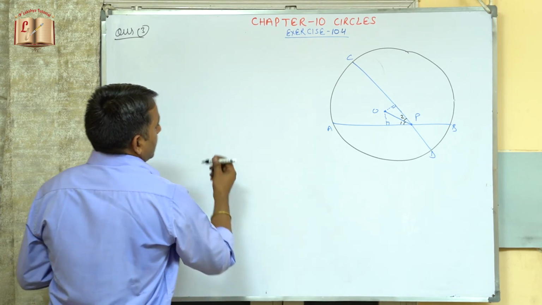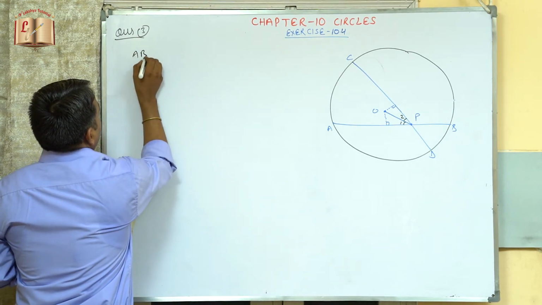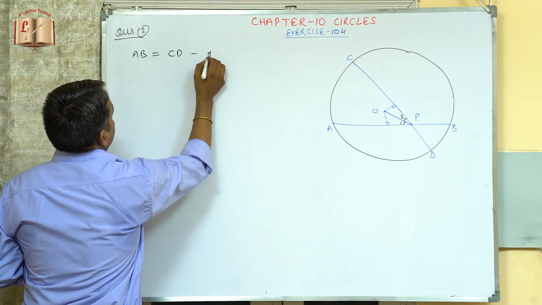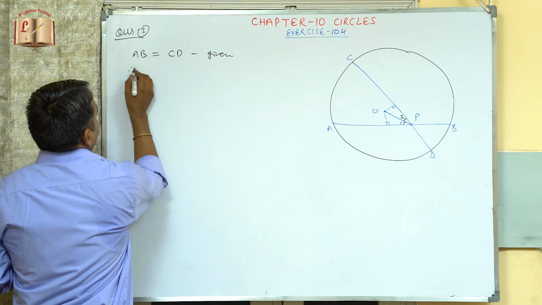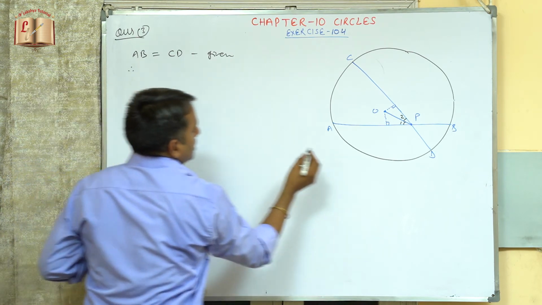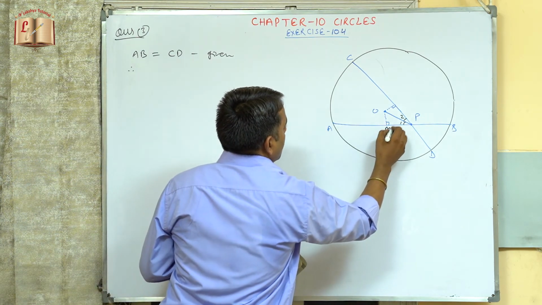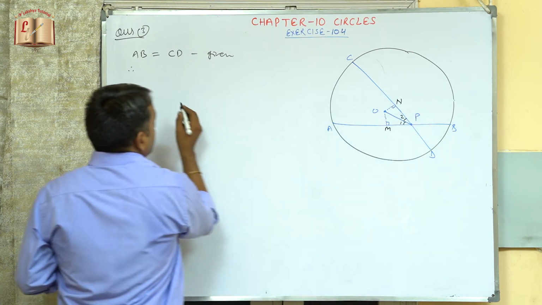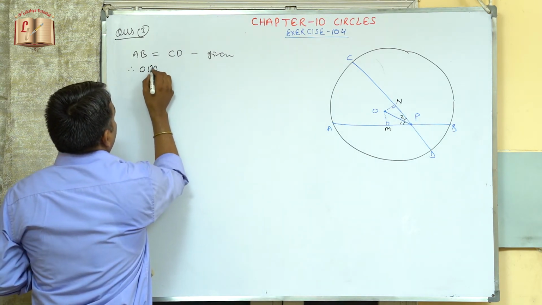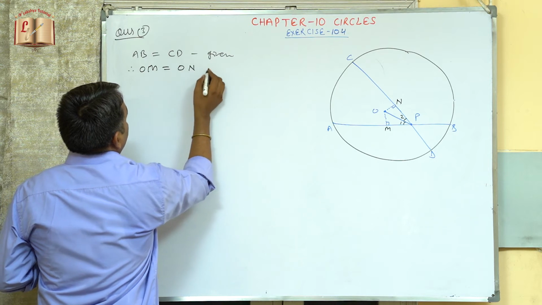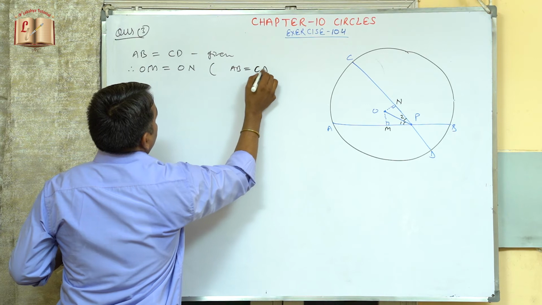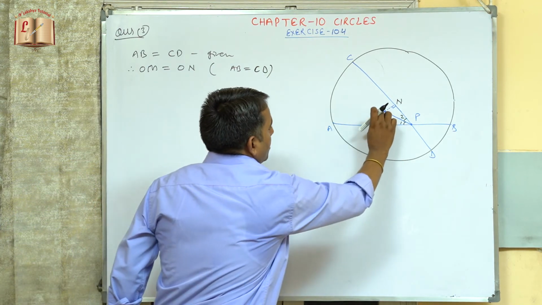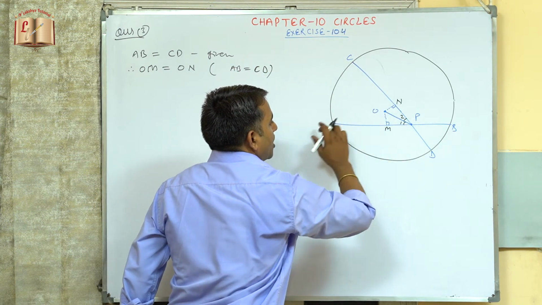Now see, it is given that AB is equal to CD. So it is given to us. Therefore we can take these points as M and N. So we can say that OM is equal to ON because the chords are of equal length. Once the chords are of equal length, the perpendicular distances are equal.